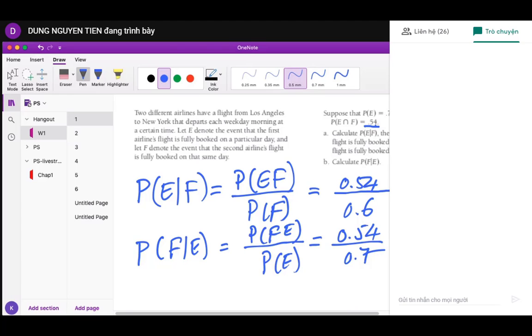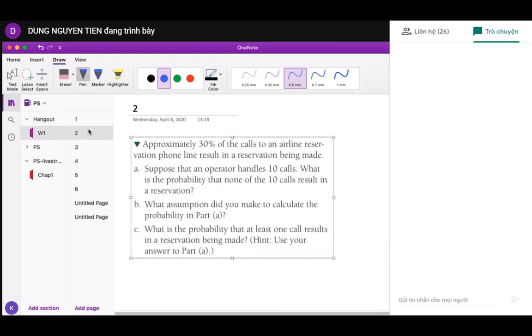Any question? Is it all clear? All right. Let's try the next example.